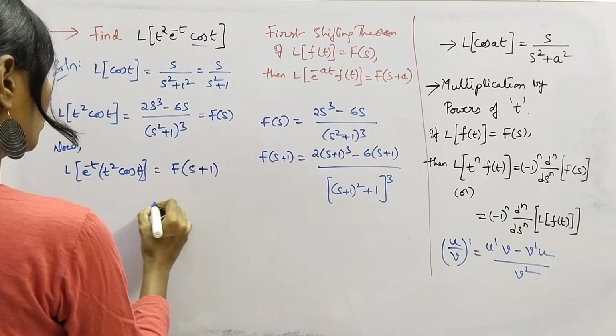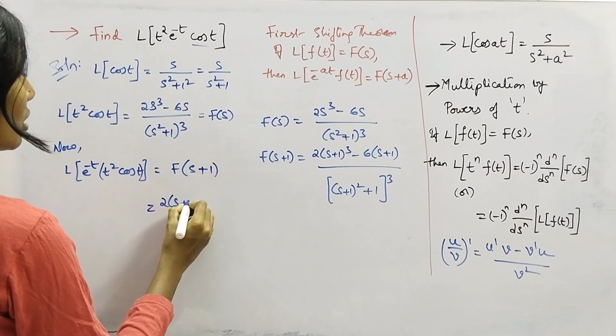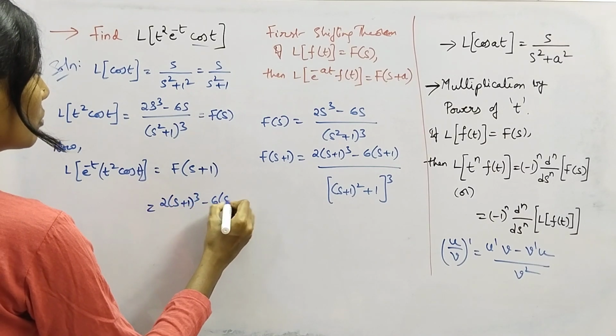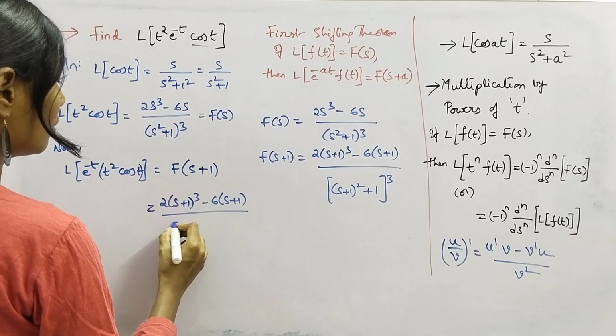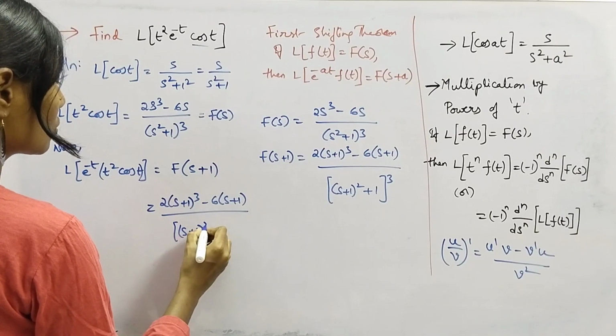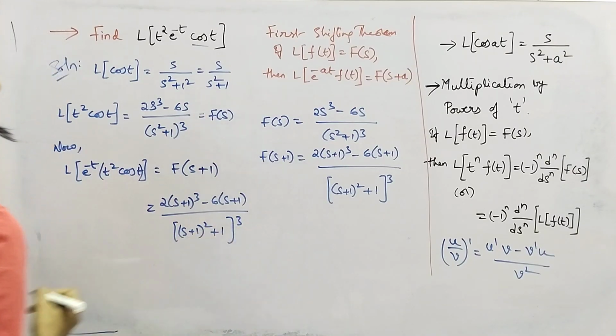So you'll get equal to 2 times (s plus 1) whole cube minus 6 times (s plus 1), by ((s plus 1) whole square plus 1) whole cube.